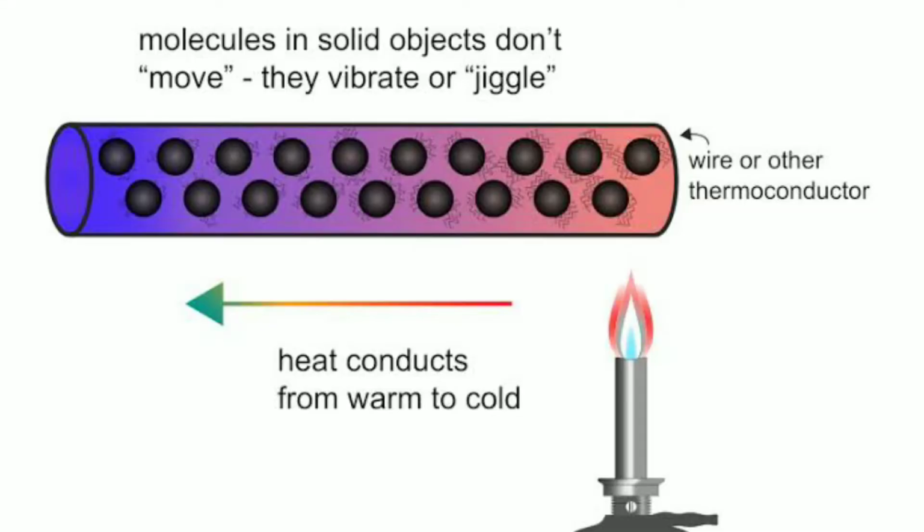Now coming to thermal conduction. If you take an iron rod and place one end at a flame and the other end in your hand, after some time you can feel heat in your hand. This is due to the transfer of heat from the flame to your hand by thermal conduction through the iron rod.